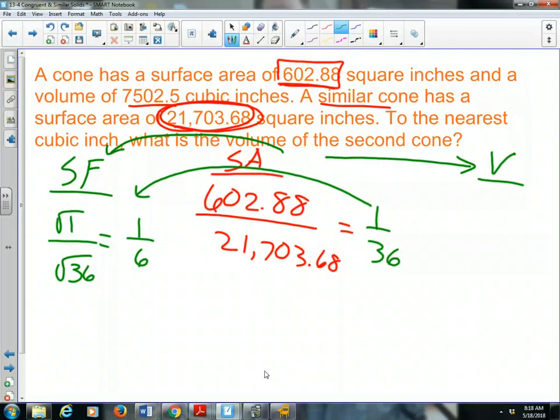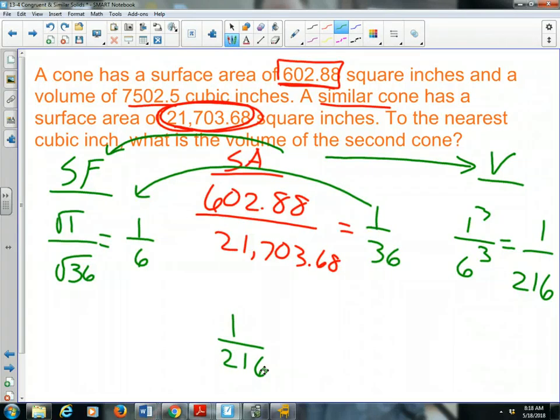Each part of the smaller cone to the bigger cone is 1/6 the size, or the bigger cone is 6 times larger. So now knowing that, for my volumes, I'm going to cube 1, and I'm going to cube 6. That's the relationship between the scale factor and the volume. 1 cubed is 1, 6 cubed is 6 times 6 times 6, which is 216. So now with this ratio, the smaller cone to the bigger cone has a ratio of 1 over 216.